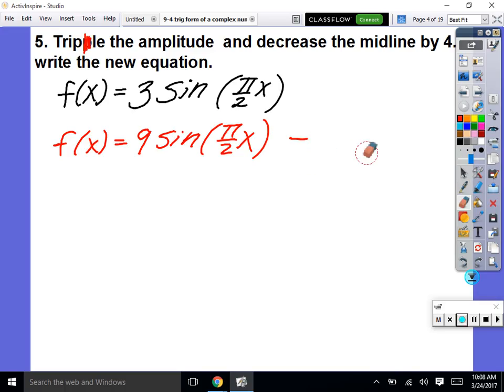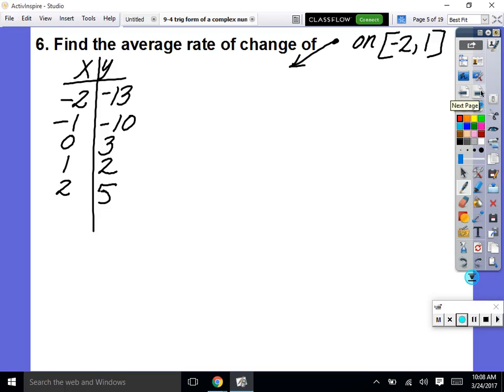Okay, let's just erase that. Minus 4. Okay, if I said a phase shift, that's a shift left or right, right? So you'd have to make sure that's in your parentheses. But all right, we're all good. Okay, last one. Find the average rate of change.